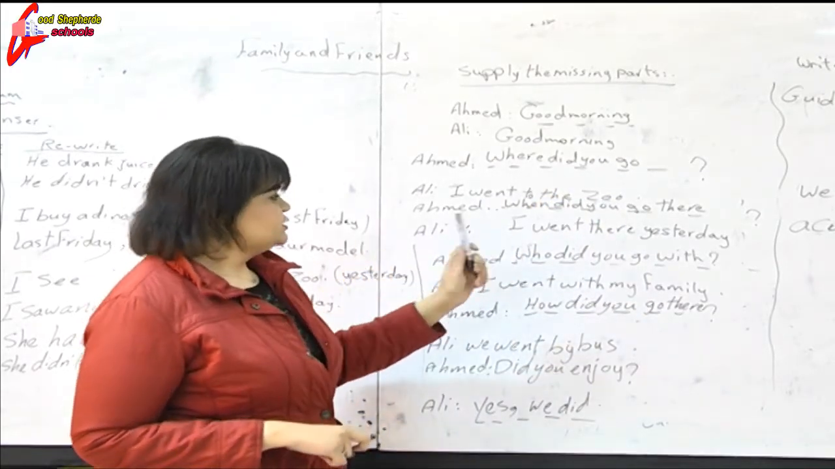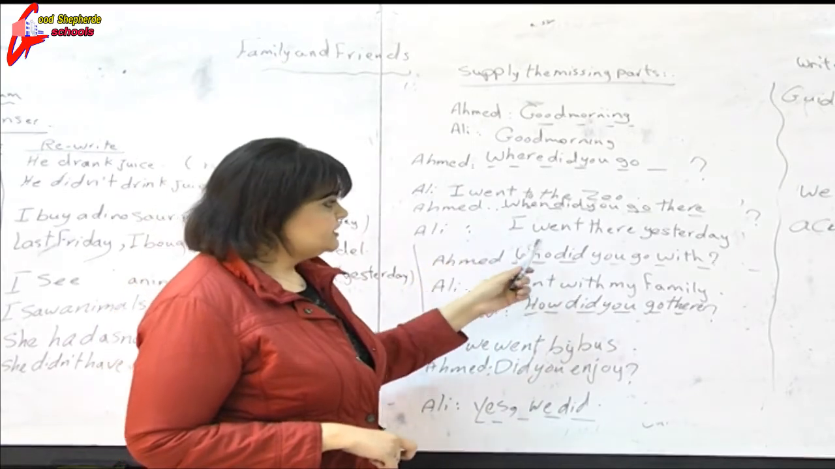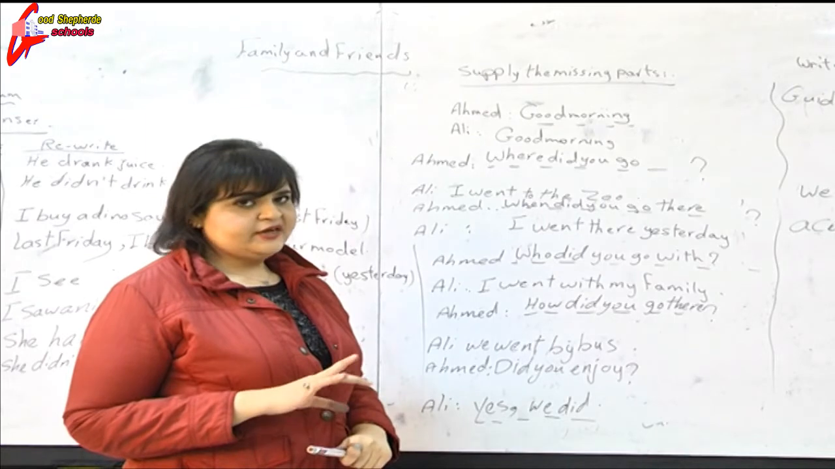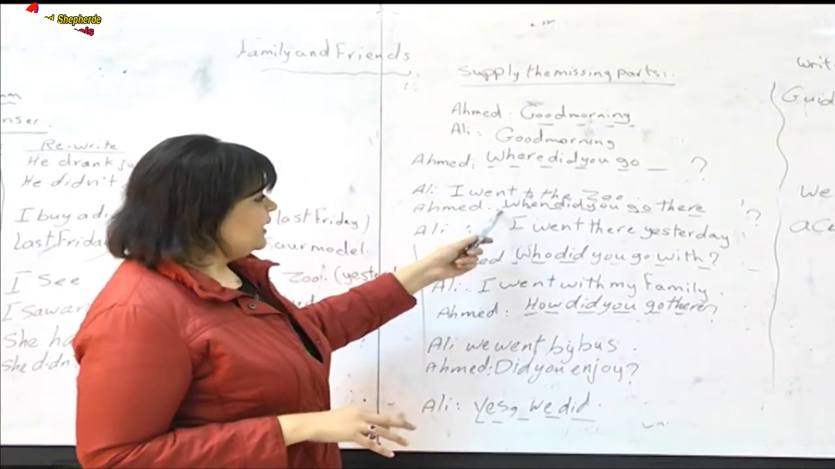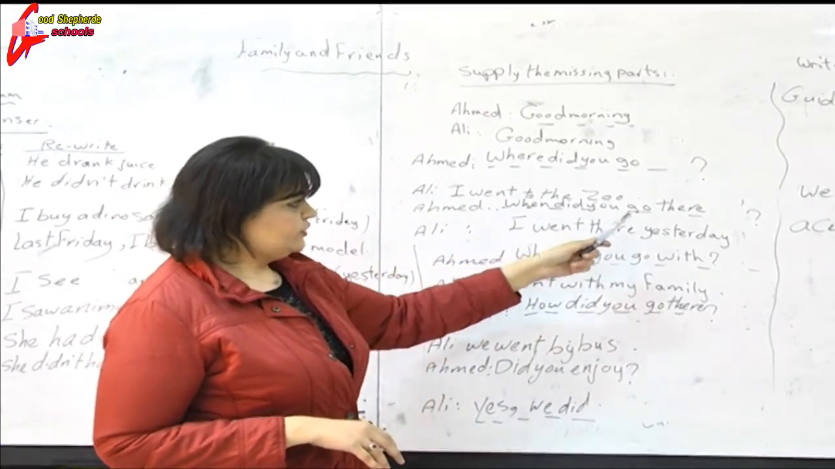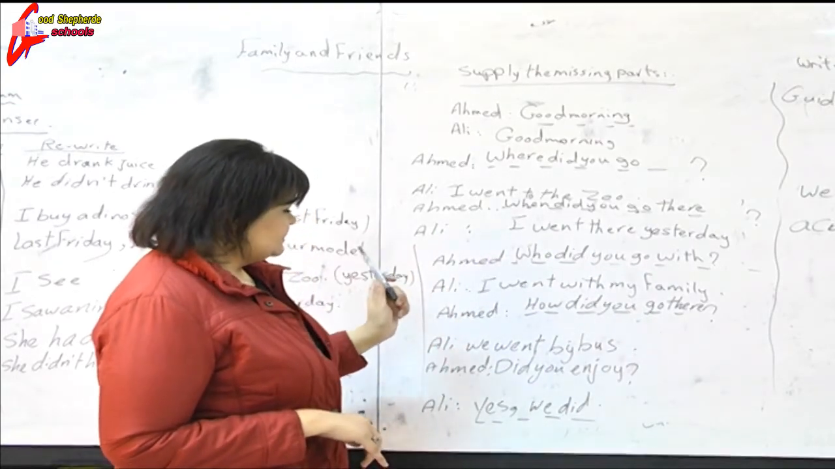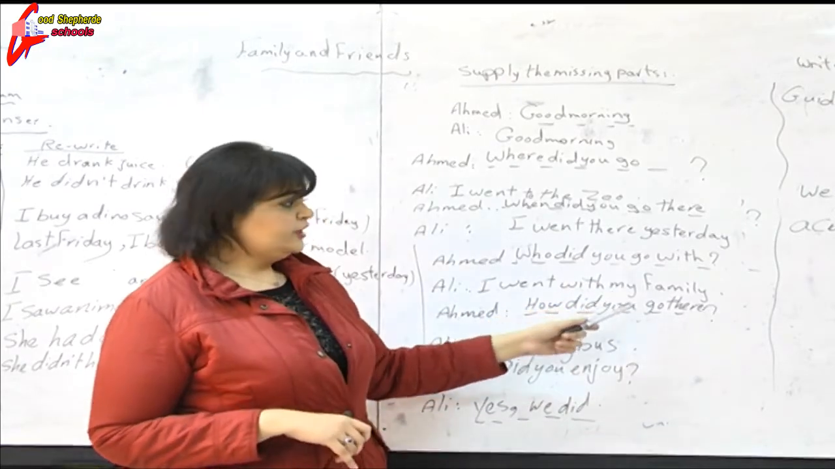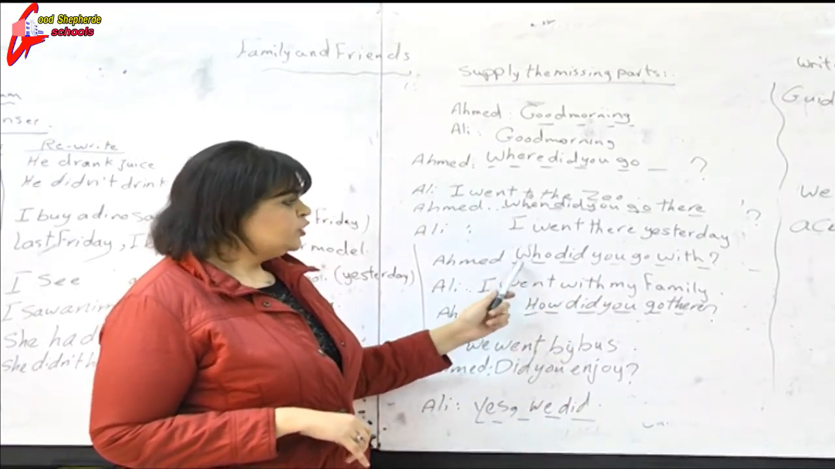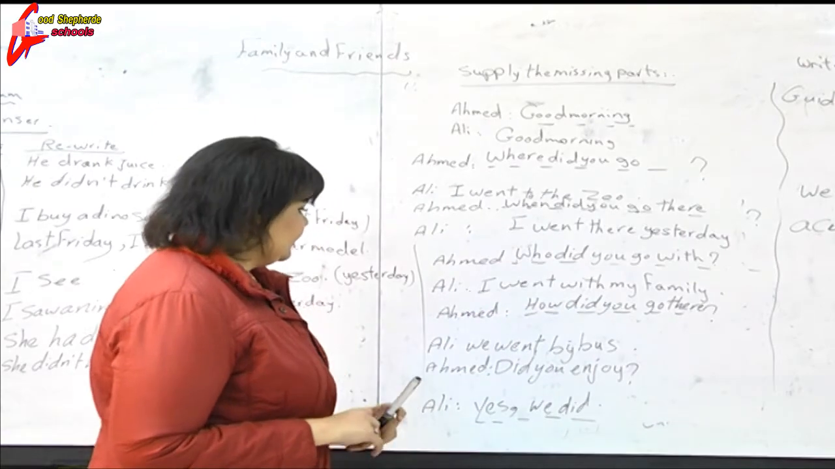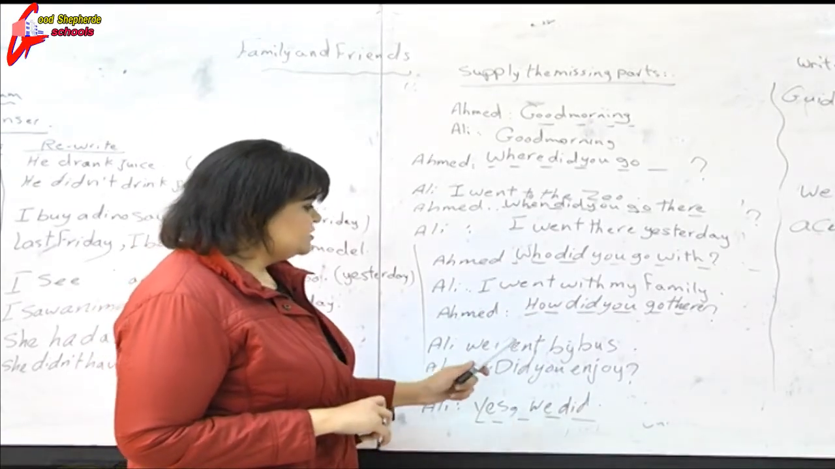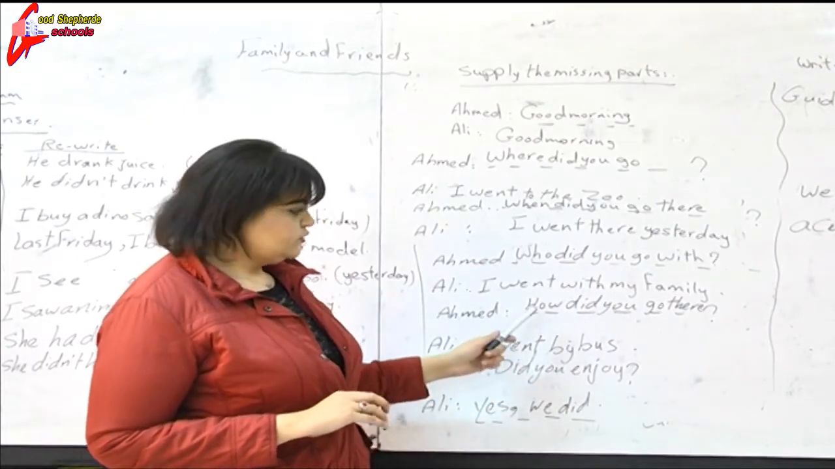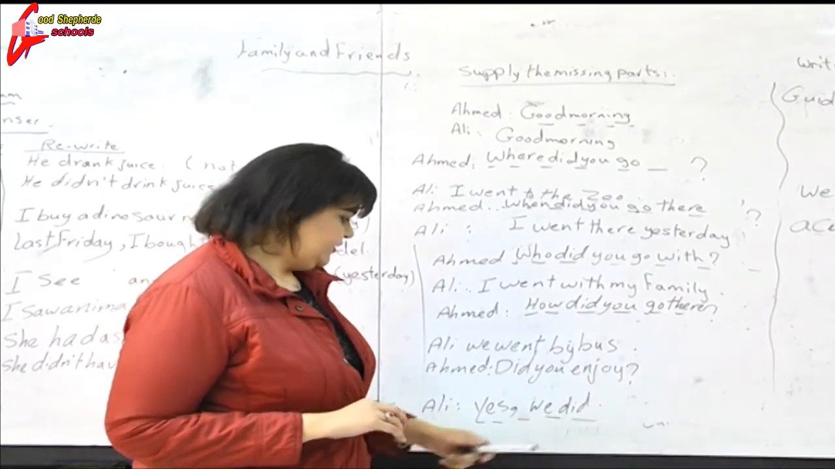Here I have a question, and Ali said, I went there yesterday. To ask about yesterday or any time, you have to use when. When plus did, when did you go there? The next part is about, I went with my family. To ask about someone, you have to use who. Who did you go with? Okay? Ali said we went by bus. So to ask about any means of transportation, you have to use how. How did you go there?